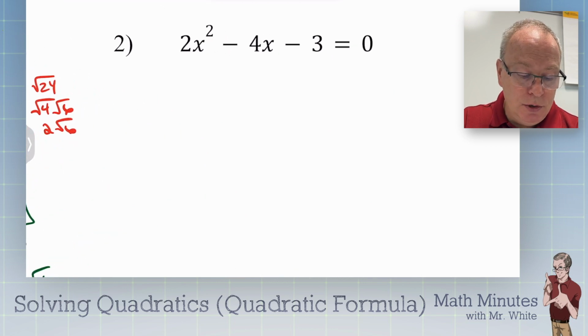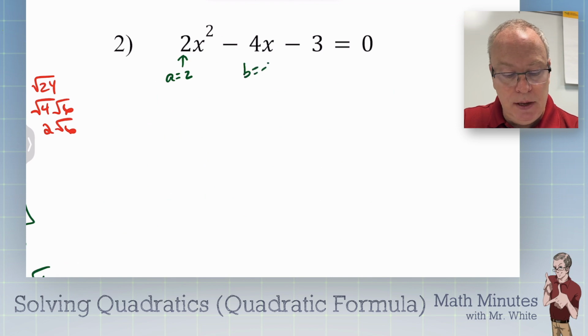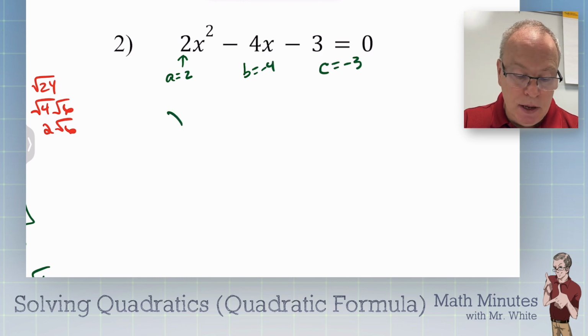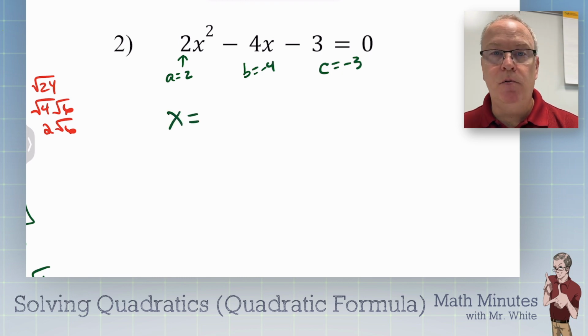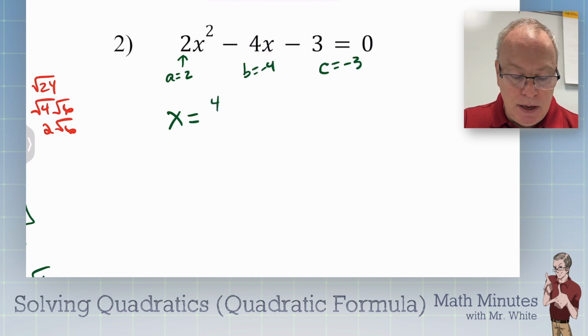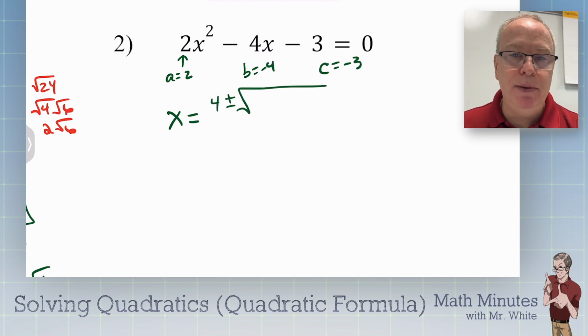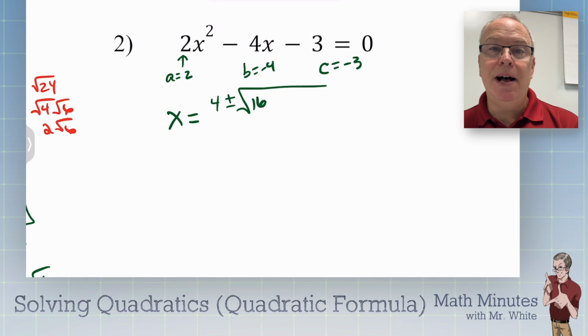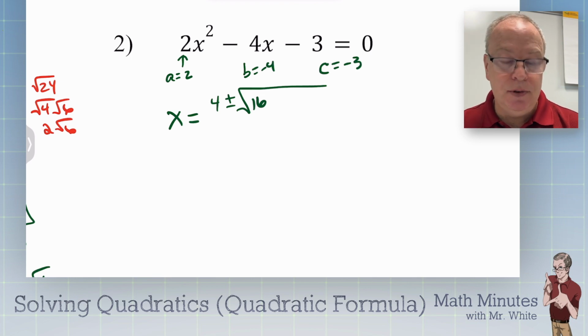So number 2, you see, we have to harvest out our A. A is 2. Our B is negative 4. Our C is negative 3. Okay, let's just start plugging in. So I'm not going to rewrite the whole formula each time. Okay, so let's just jump into it. The opposite of B, plus or minus the square root of B squared, is always positive. Be careful how you type that in the calculator. Negative 4 squared is positive 16, always positive.